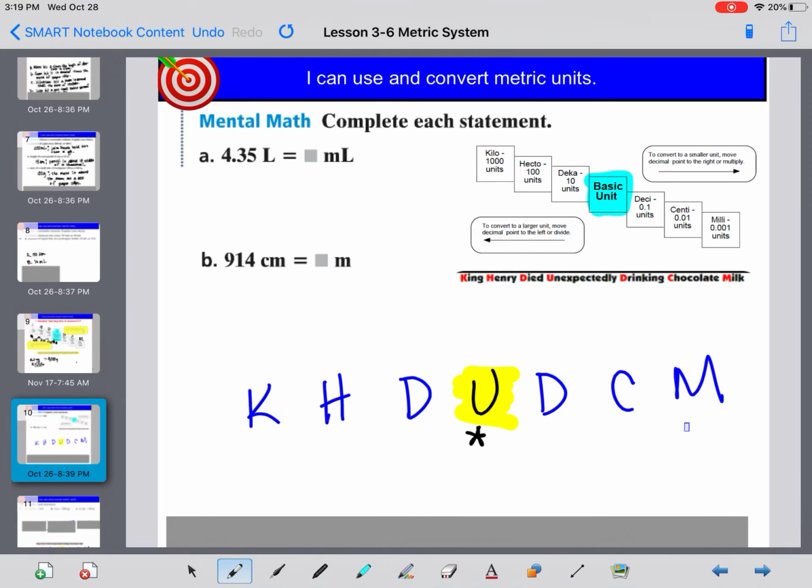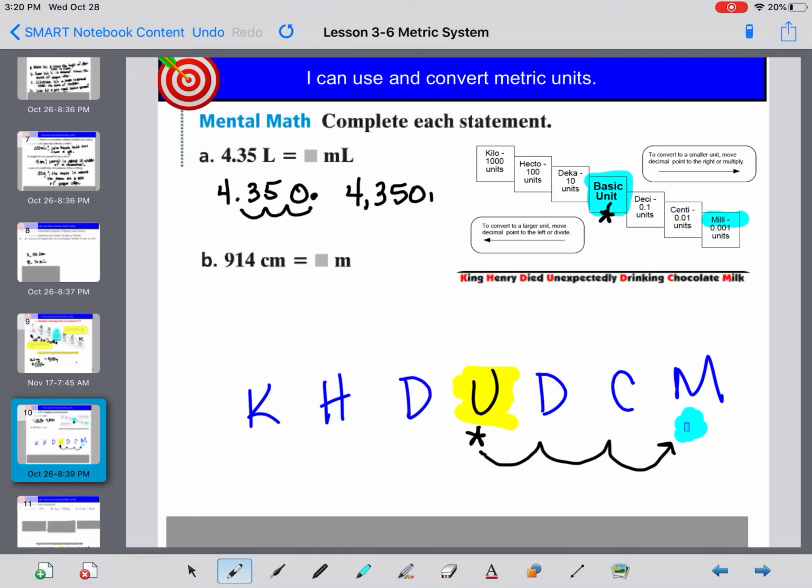I'm starting here at liters. Here's where liters is, or here is liters here. And I'm working my way to milliliters. Milli is over here, or it's the M value here. So with either one of these, I'm moving from liters 1, 2, 3 places to the right. So I rewrite this number 1, 2, 3 places to the right, and my answer is 4,350 milliliters.